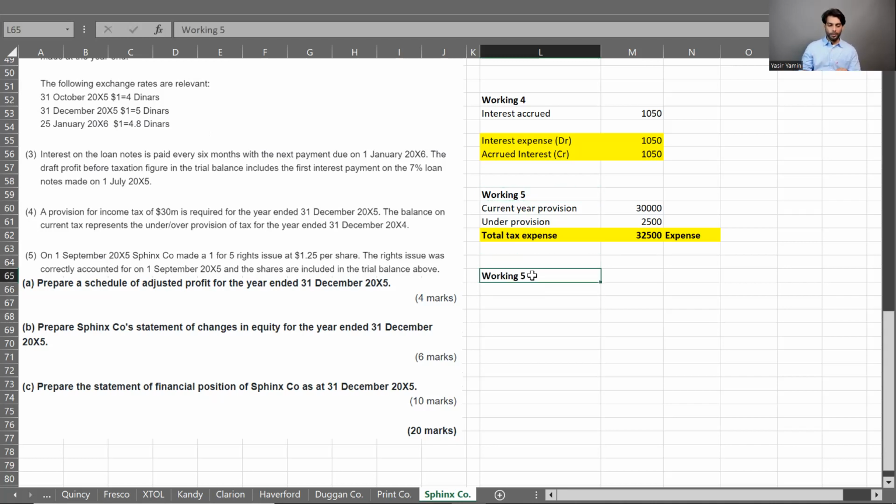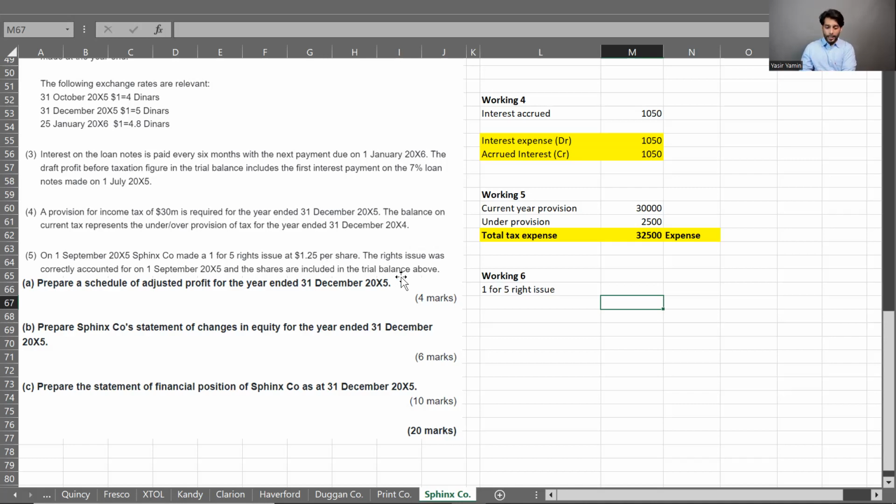In working number 6, we have note 5. It says that on 1st September X5, which is 4 months before the year end, Sphinx Company made a 1 for 5 rights issue. So I'll just write it down: 1 for 5 rights issue was made. And you remember the rights issue entry: cash debit, share capital credit, and share premium credit. At $1.25 per share, the company made the rights issue.